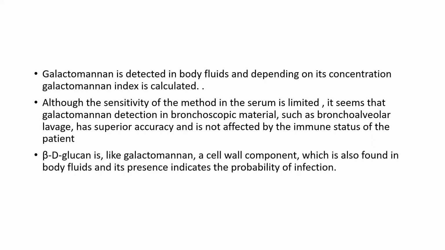Galactomannan is detected in the body fluids, and depending on its concentration, the galactomannan index is calculated. Although the sensitivity of the method in the serum is limited, it seems that galactomannan detection in bronchoscopic material, such as bronchoalveolar lavage, has superior accuracy and is not affected by the immune status of the patient. BDG is, like galactomannan, a cell wall component, which is also found in the body fluids, and its presence indicates the probability of infection.